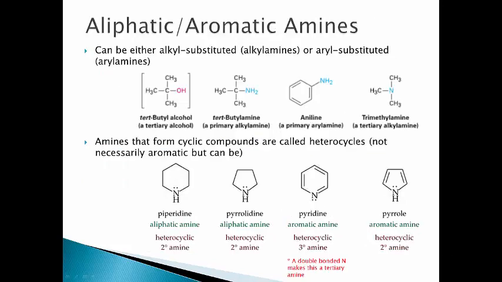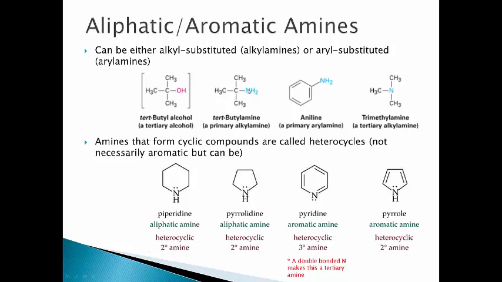You can get aliphatic and aromatic amines. They can be either alkyl or aryl substituted. Here is your alkyl alcohol. This one's a tert-butyl alcohol, a tertiary alcohol, and this one is your tert-butyl amine. It's the same, we've just changed the alcohol to amine when we've done our nomenclature. This one here is a tertiary alcohol, so the carbon that's bonded to the alcohol has 3 groups coming off it.